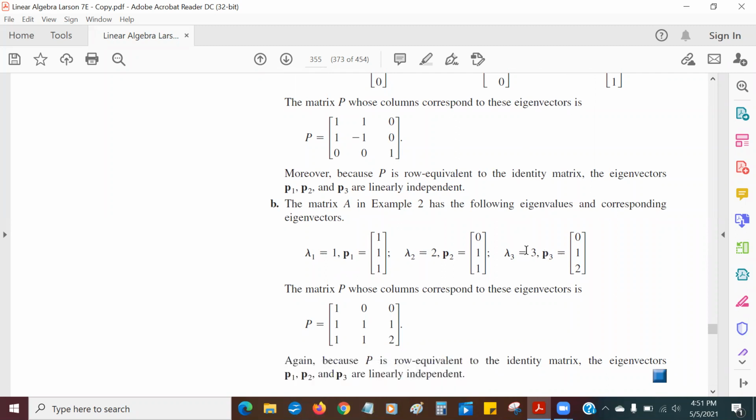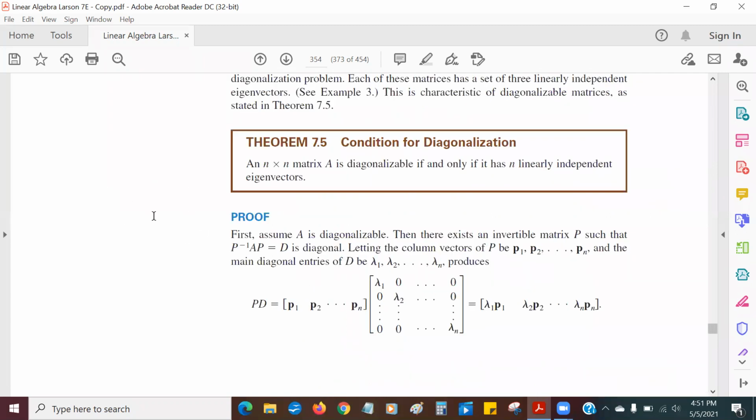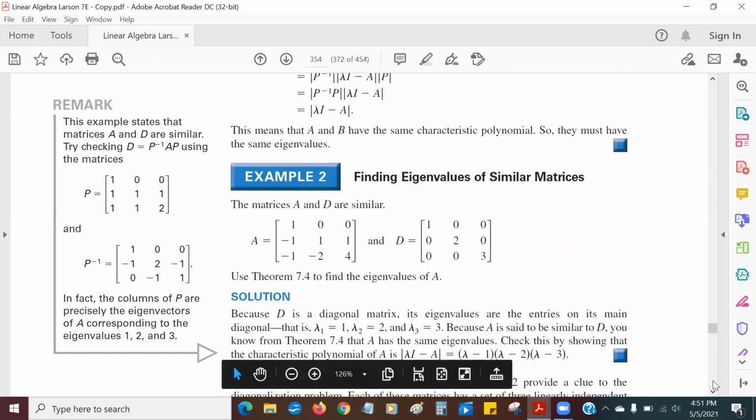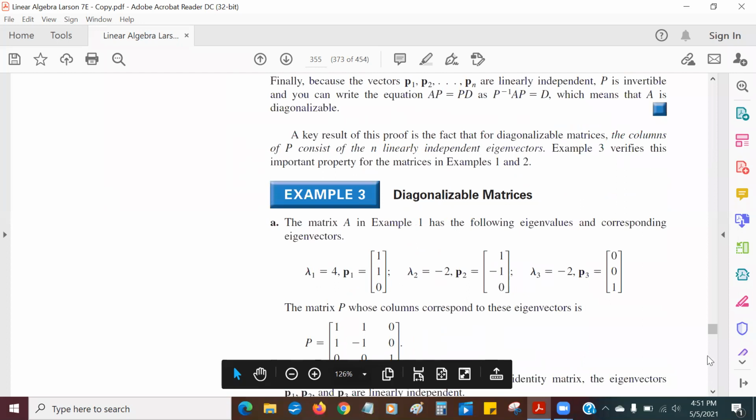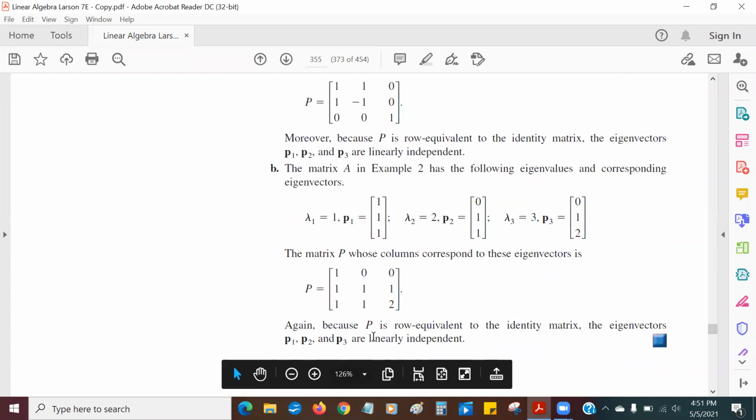Remember that was a 1, 2, 3, 1. So the eigenvectors were 1, 1, 1, 0, 1, 1, and 0, 1, 2. We saw these in the left side column when we did example 2. Let's take a quick look at it. We're talking about this guy right here. So that is awesome. And again, P is row equivalent to the identity matrix. Since it's row equivalent, the eigenvectors are linearly independent, and that is awesome.